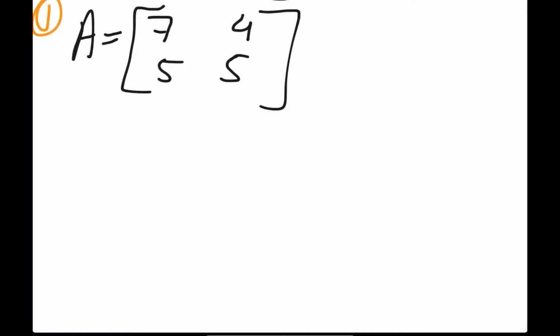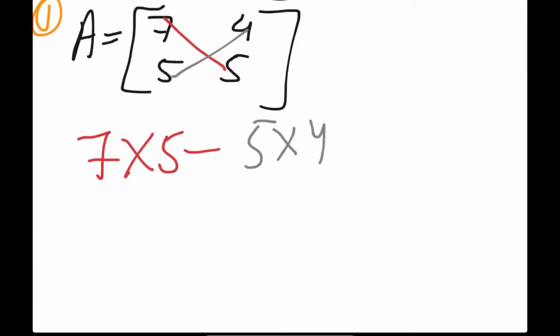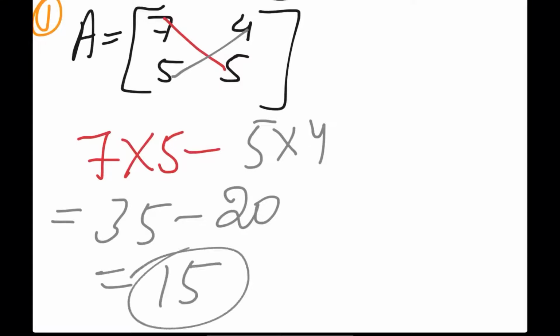The best and the easiest way to do it is first I multiply only the diagonal elements. This diagonal, I multiply first. So let me write 7 into 5 and then I subtract the multiplication of the next diagonal elements, 5 into 4. So simply this becomes 35 minus 20, which is 15, the value of the determinant. This is very, very simple actually. First multiply the first diagonal elements, then multiply the next 2 diagonal elements, and get their difference. You will get the value of the determinant.